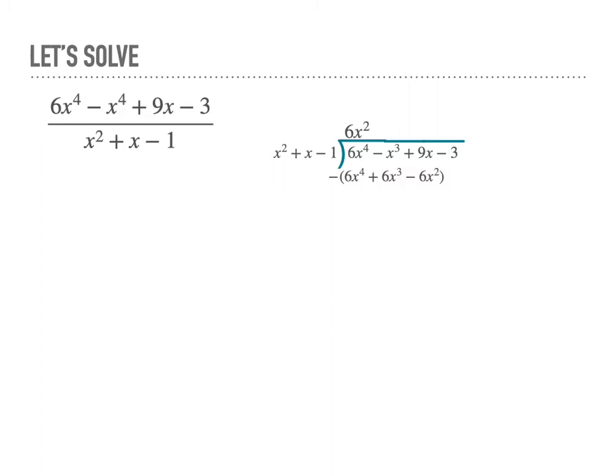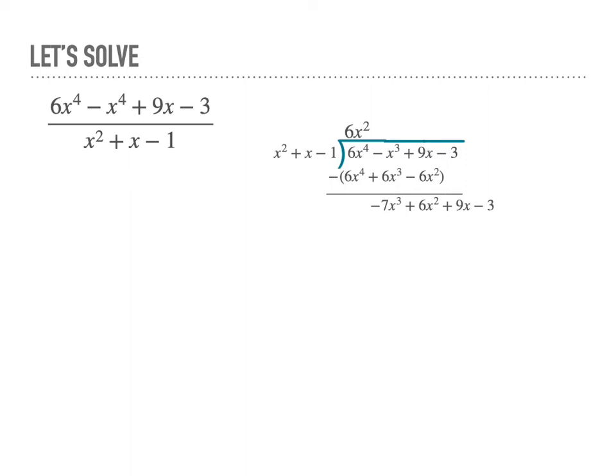What is 6x squared times x squared? It's simply 6x to the power of 4. What's 6x squared times x? That's simply 6x to the power of 3. And then 6x squared times negative 1, which is simply negative 6x squared. And then we subtract, and this gives us negative 7x to the power of 3 plus 6x squared plus 9x minus 3. Now we will repeat the same exact process.